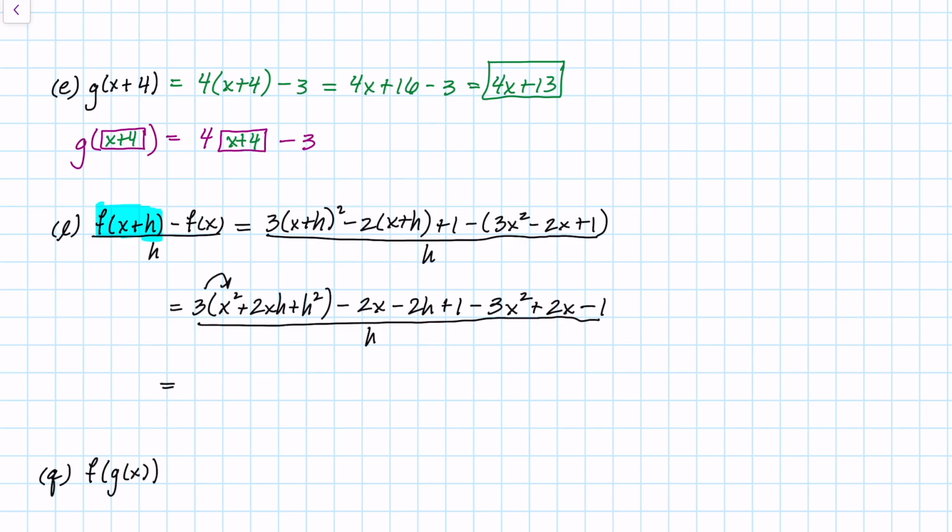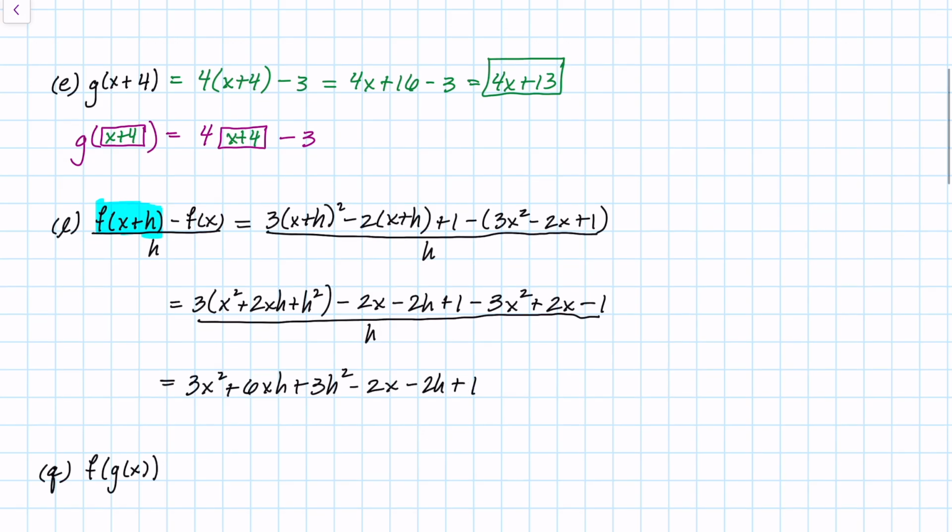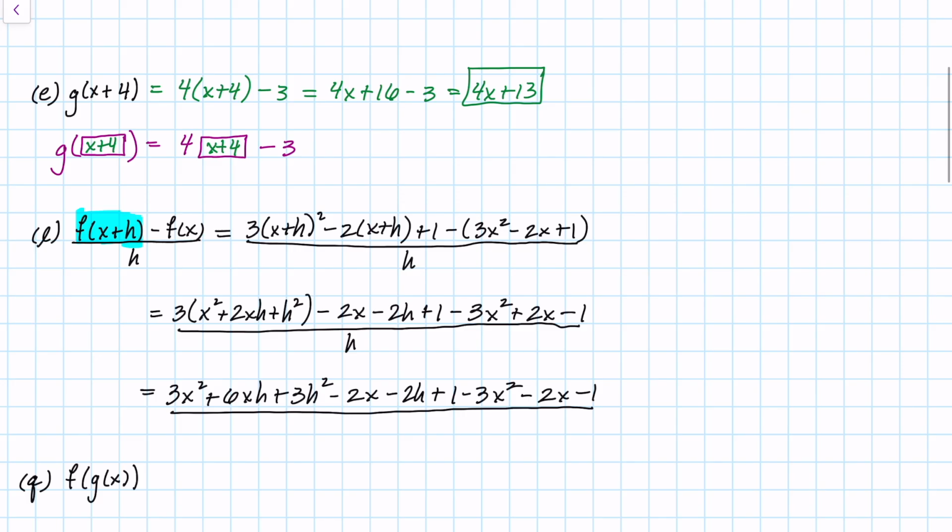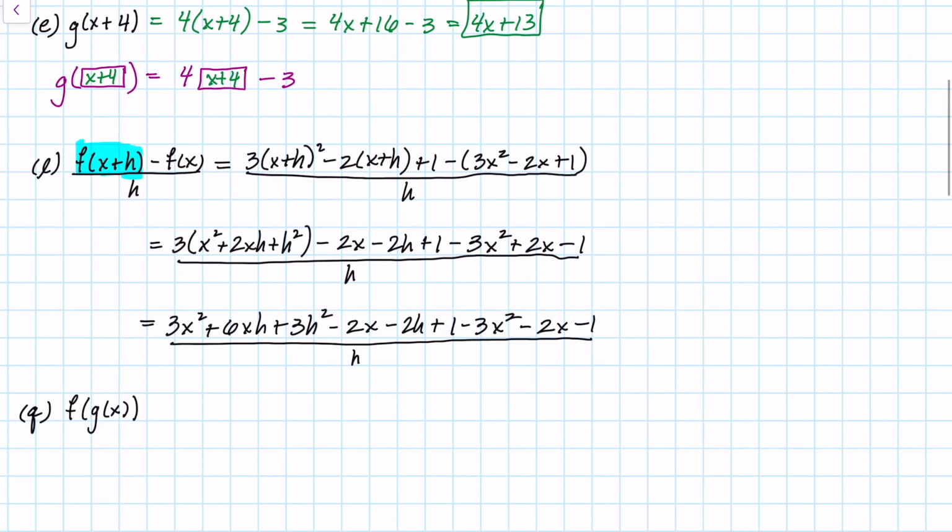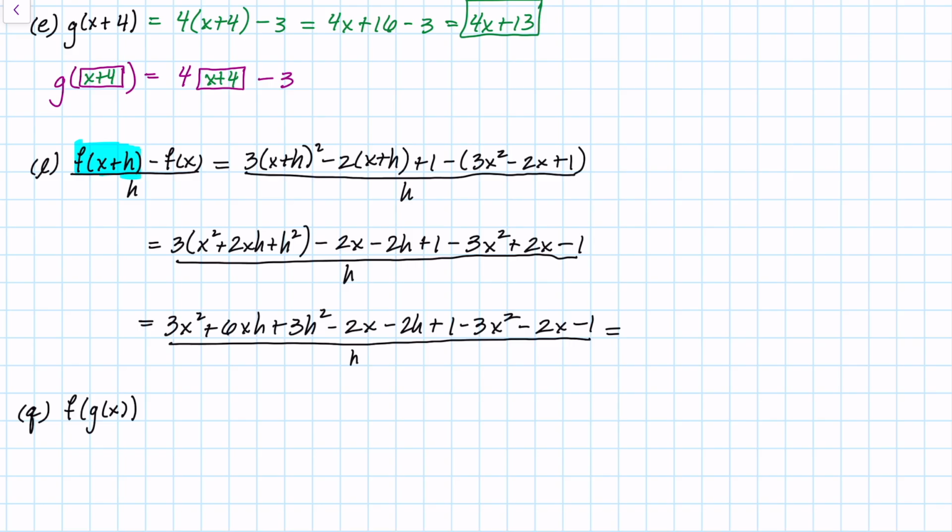Now I can distribute this 3 over here, and over here. So this becomes 3x squared plus 6 times xh plus 3h squared minus 2x minus 2h. And I'm just rewriting everything I have on top. Minus 1. All of that divided by h. Okay, and now this will be very simple because if you notice, oops, I made a mistake over here. This should be a plus over here.